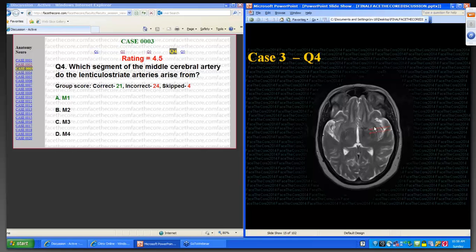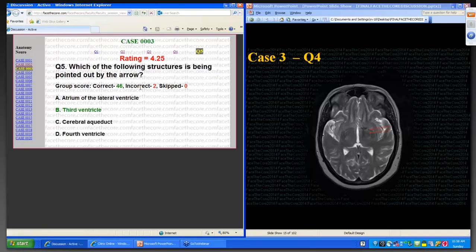And typically when you see an infarct in this distribution on your diffusion sequences, sometimes you get a clot that sort of lodges along the walls of the M1 segment of the MCA, and then you get spasm, and those lenticulostriate vessels get affected, and that's why you see infarcts in this distribution. So the correct answer, just getting to the heart of this question, is that lenticulostriate arteries arise from the M1 segment.